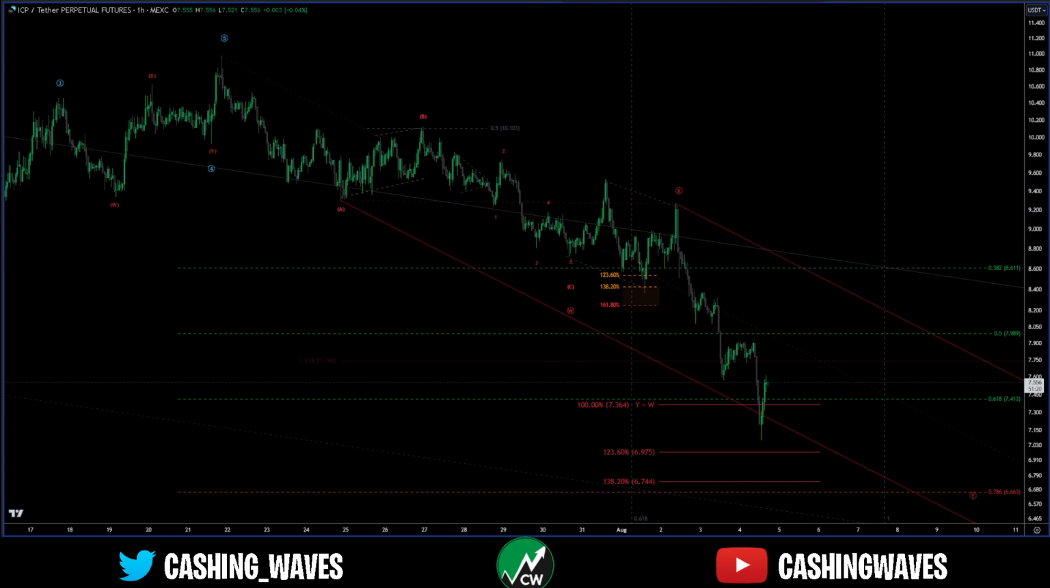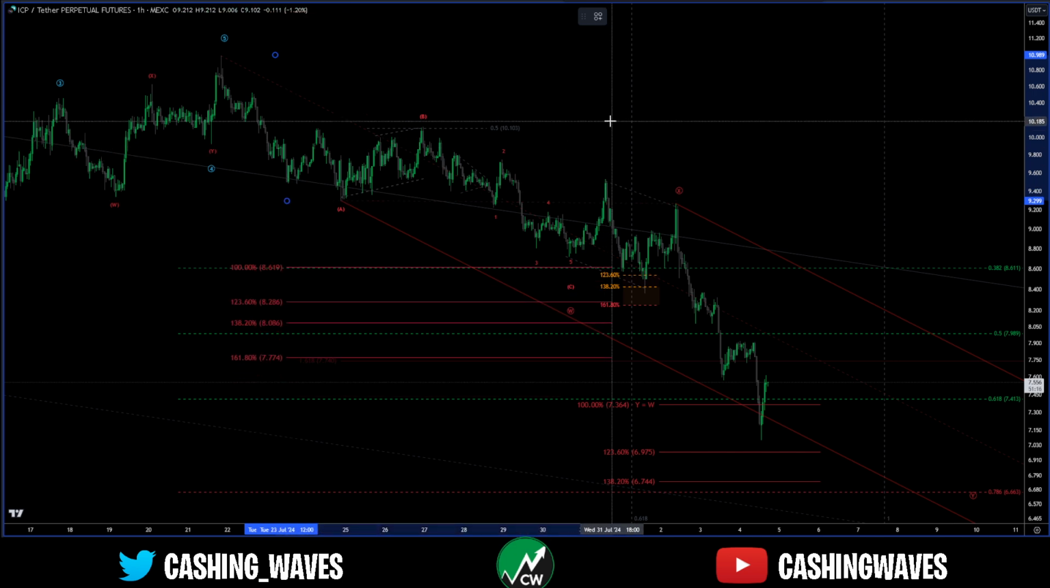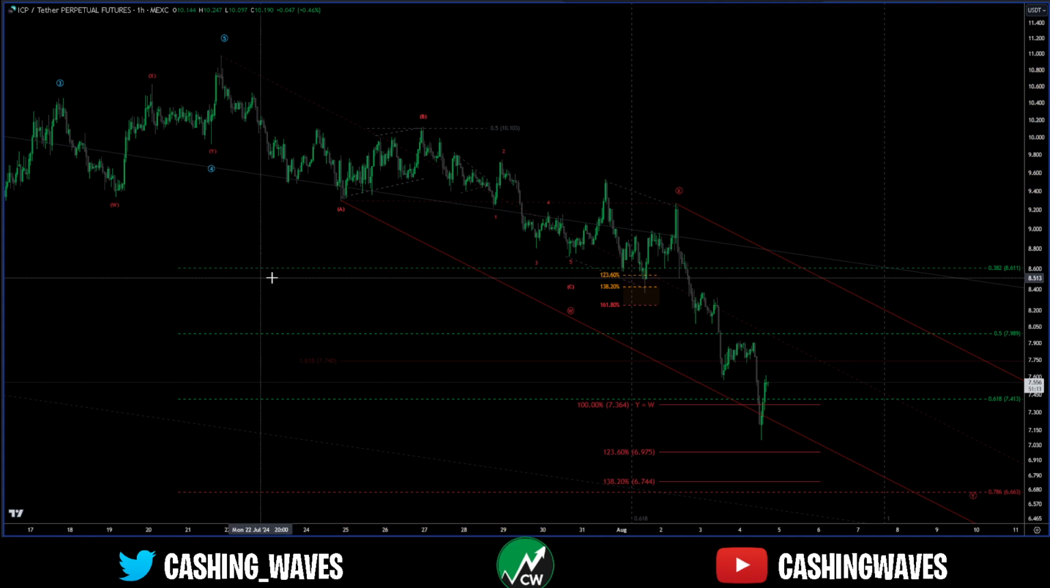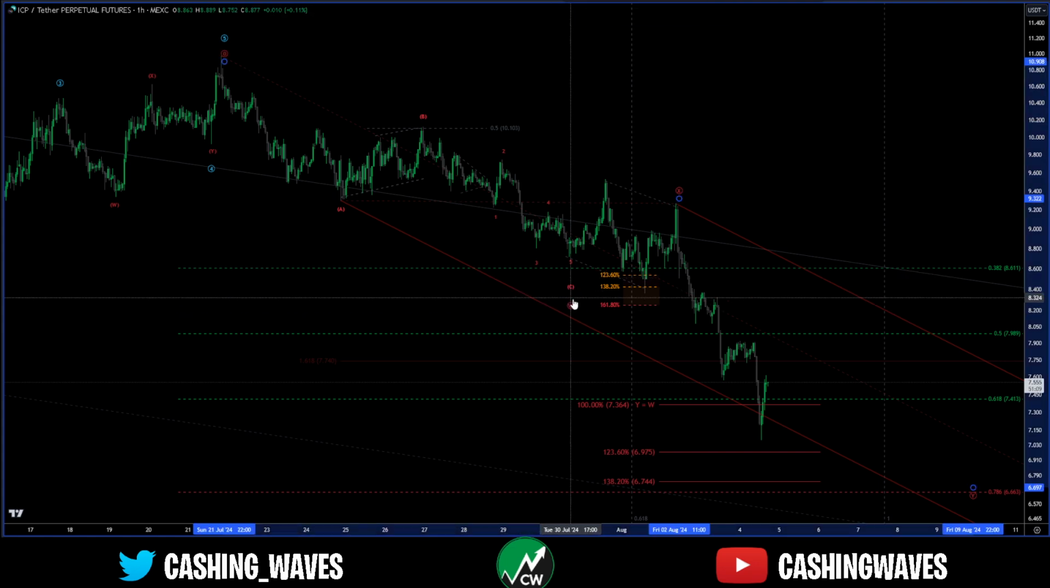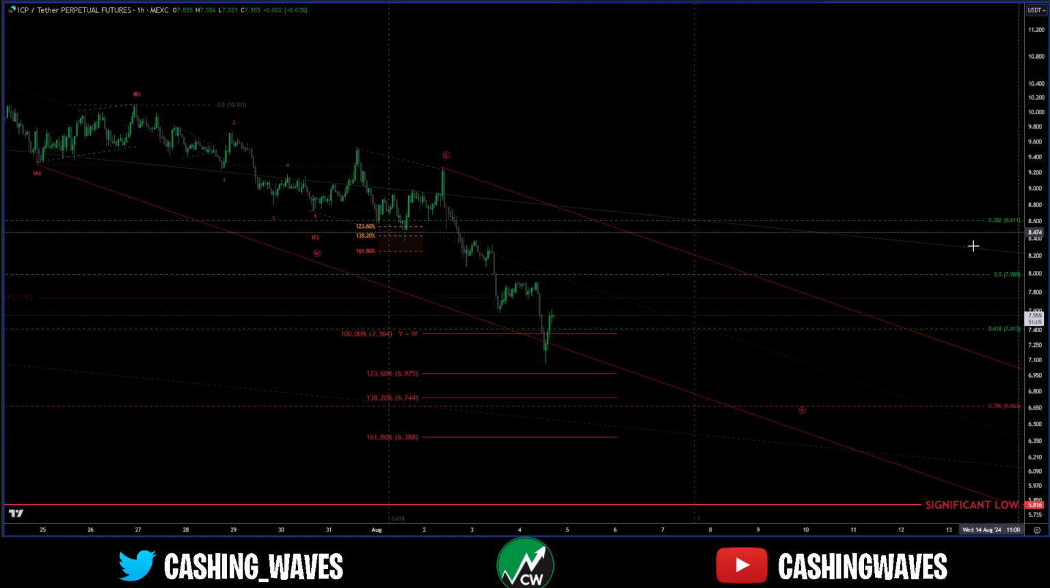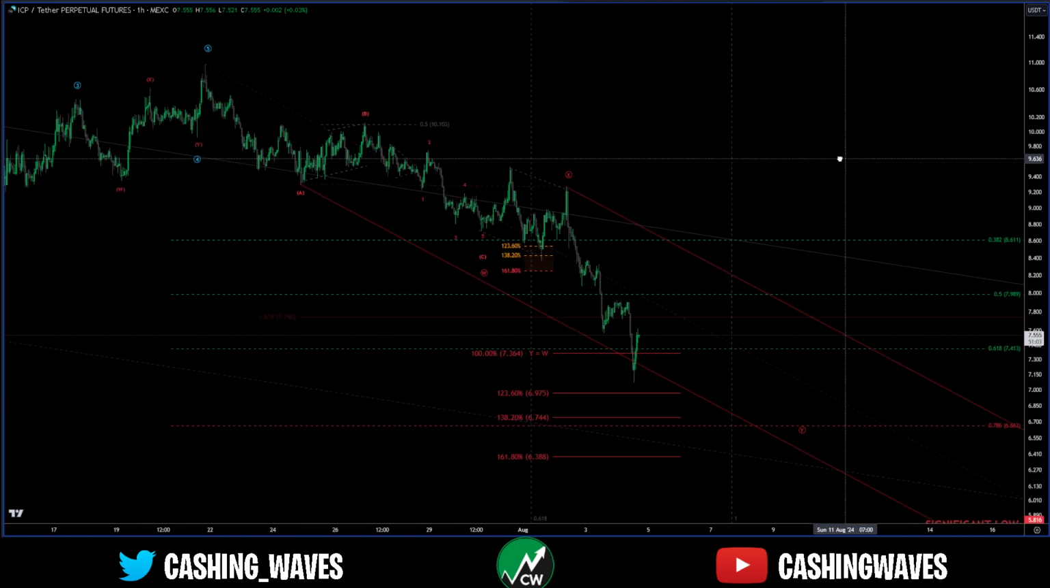I'm leaning into this just because we came very close to the 1-to-1 extension, just shy of it, as you can see right here. So have this as a W wave, as a 3-wave pattern. This is the area where it gets difficult, but I'm just relying on fibs right now.